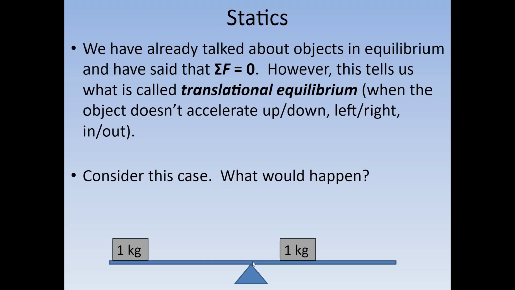But is it actually in equilibrium? Is it going to remain at rest if I let this system go? No, we know that this side is going to end up tipping over and this side's going to go up. So it's not in complete equilibrium because there's something else going on rotationally that is going to cause this object to rotationally move, even though it's translationally not going to move.